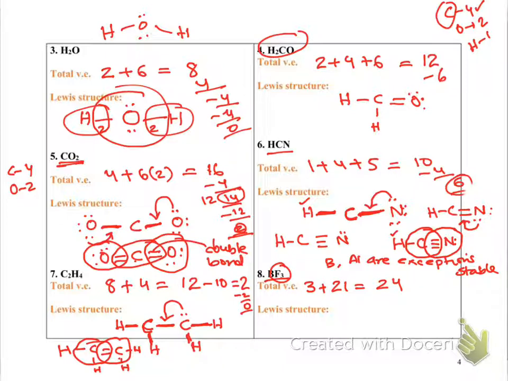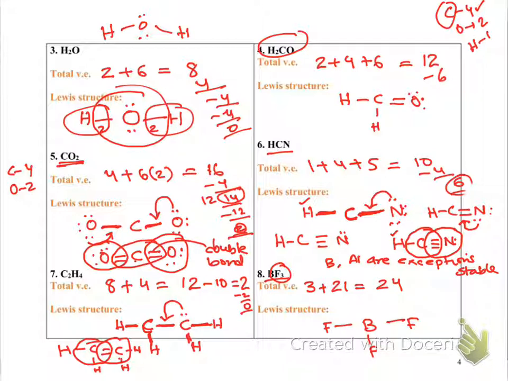Fluorine is in the 7th A group. Seventh A group elements need only one electron to be stable. That means they will make only one bond, so I cannot put fluorine in the middle. So I'll put boron and put 3 fluorine around it, and then you connect them with a single bond.